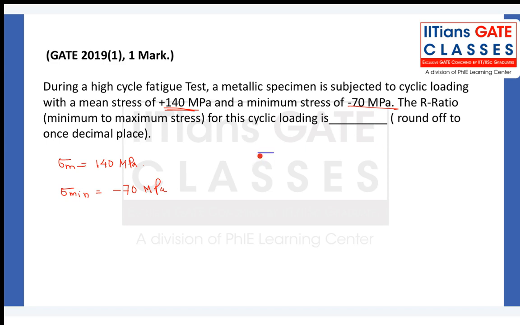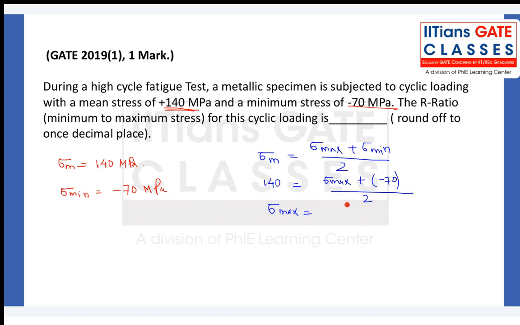Now, we all know that sigma mean, that is the average, is nothing else but sigma max plus sigma minimum divided by 2. So this is already given, 140. You find out sigma max. And this is also already given, minus 70, divided by 2. So if you cross multiply, the value of maximum stress will come out to be 140 into 2 is 280, 280 plus 70 is 350 megapascal.